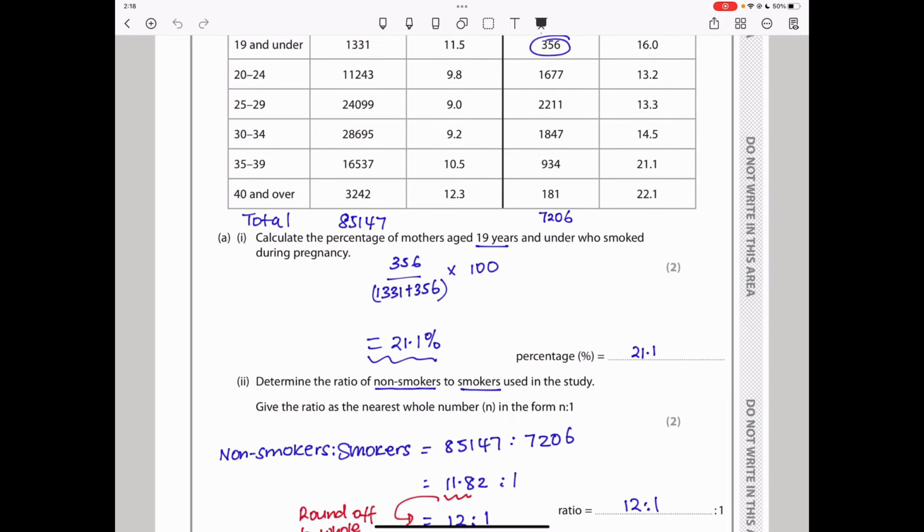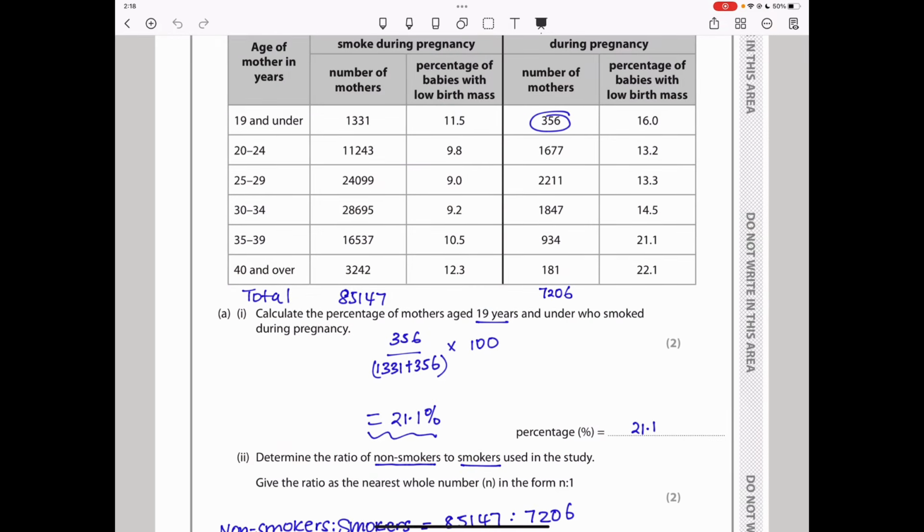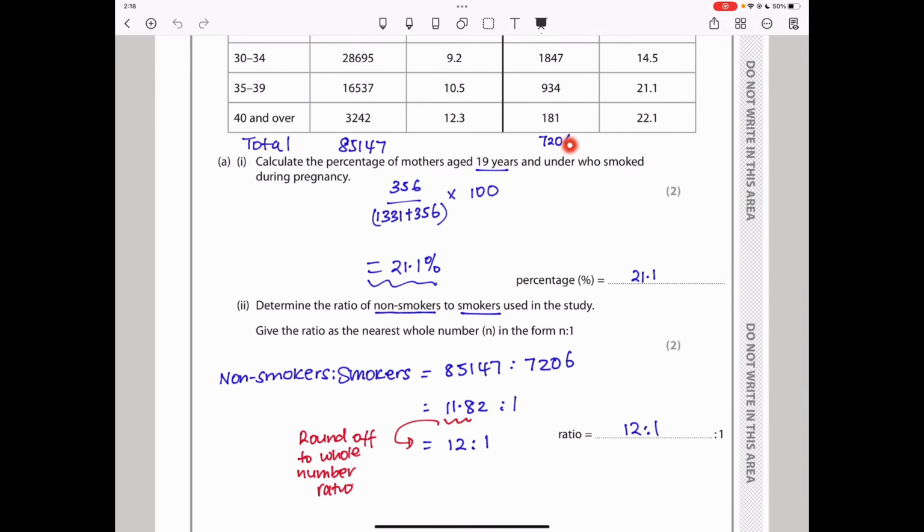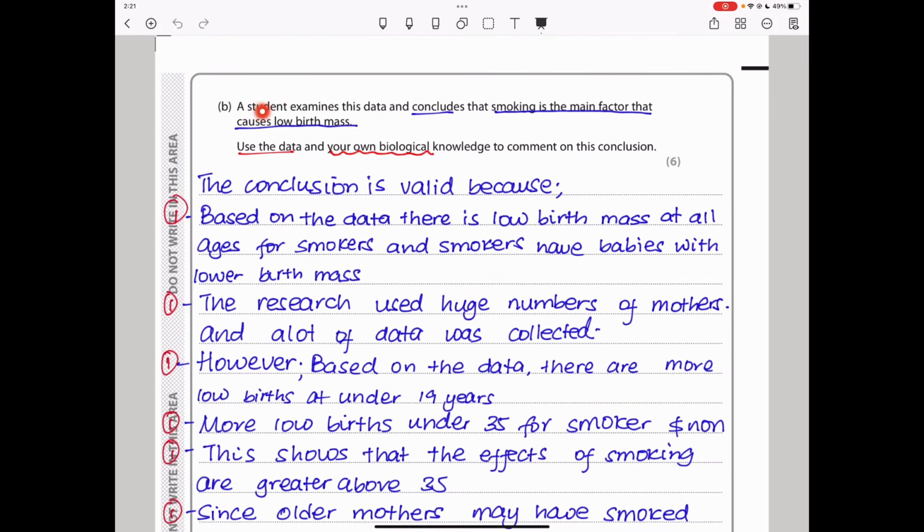So the next question says, determine the ratio of non-smokers to smokers used in the study, and give a ratio to the nearest whole number. So if they say non-smokers to smokers used in the study, it means we have to add up everything. These are non-smokers and those are smokers. So the ratio is going to be that to that, which gives us 11.82 to 1. Remember, they've told us to give it to the nearest whole number. So 11.8, I can round it off to 12. So it's going to be 12 to 1. That is the ratio.